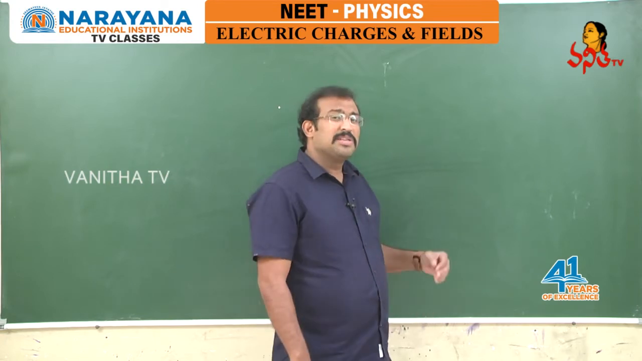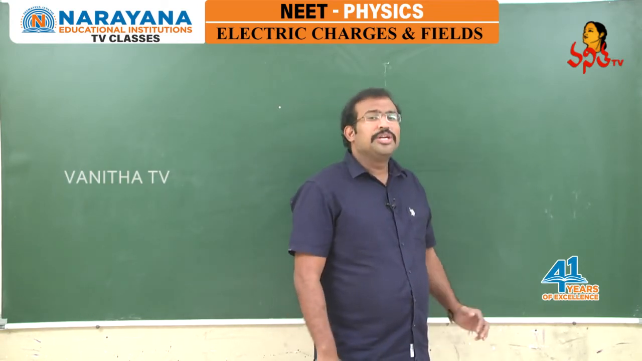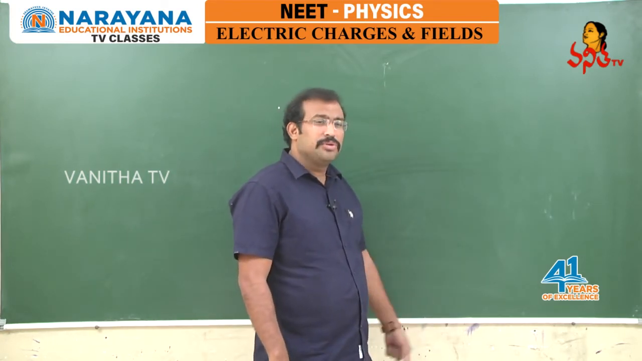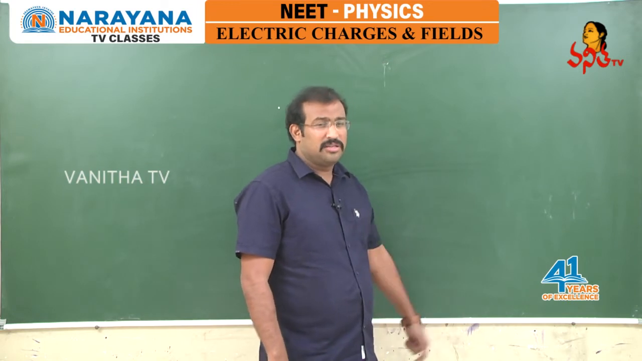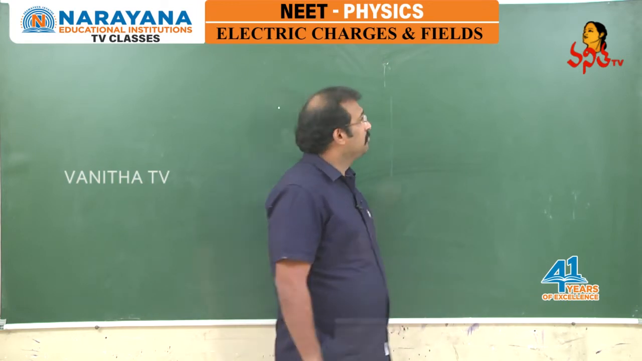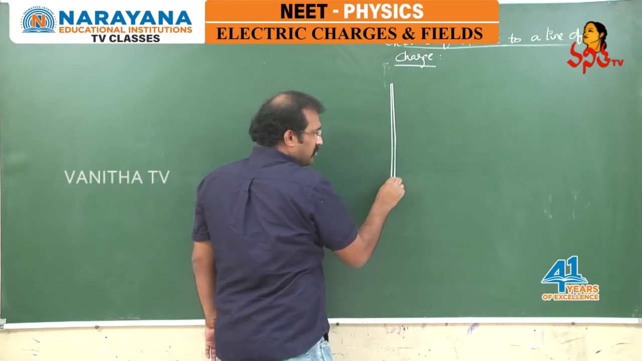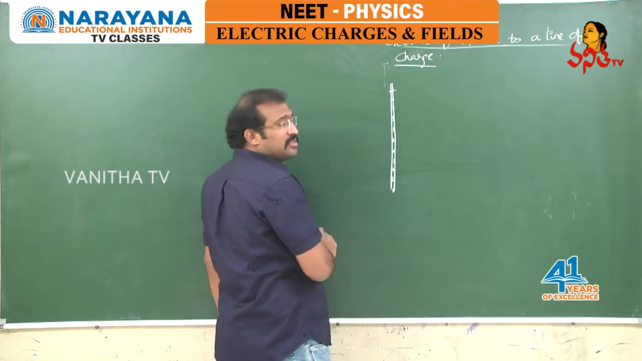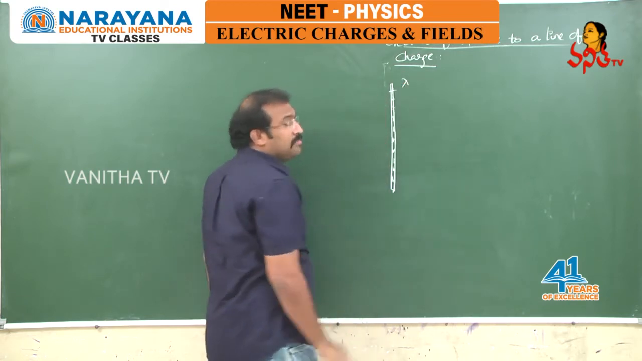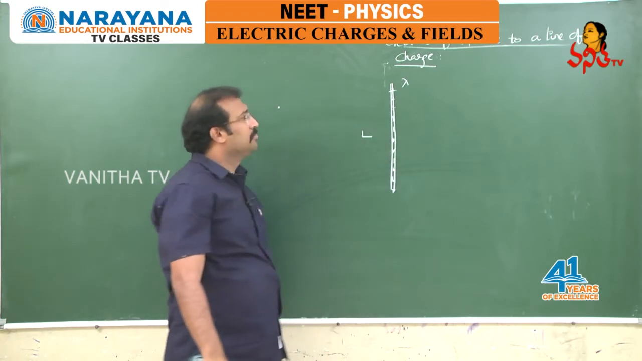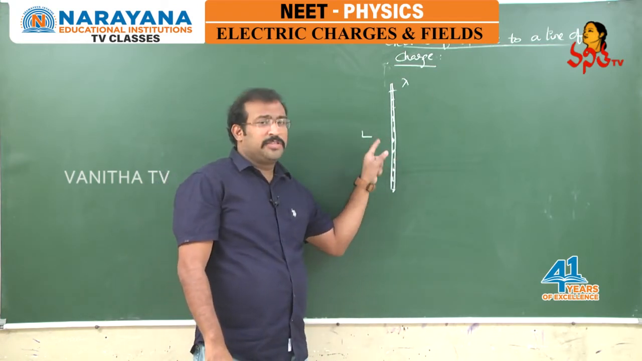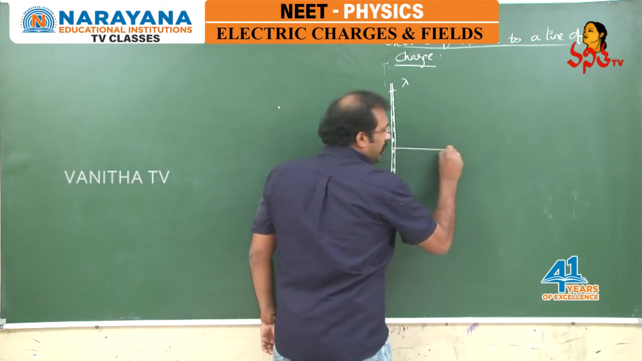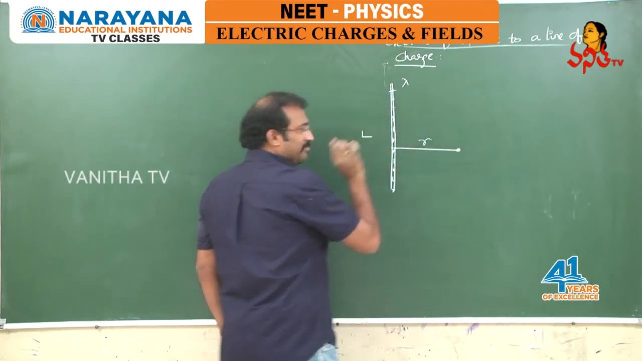Let us discuss some other applications of electric field due to continuous charge distributions. First one, electric field due to a line of charge having charge density lambda. Consider a line of positive charge having charge density lambda and length L. Electric field due to this line of charge at a perpendicular distance r, as shown in the figure.